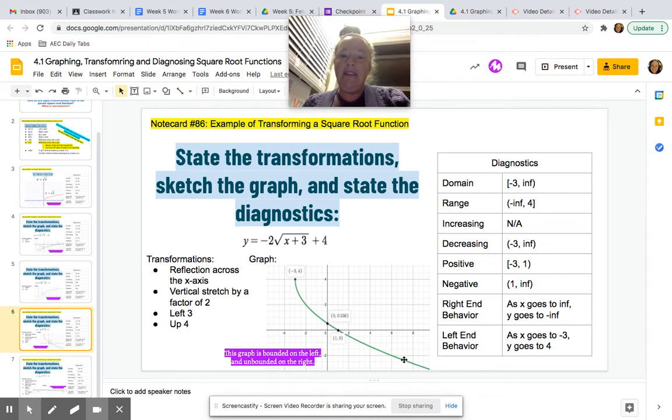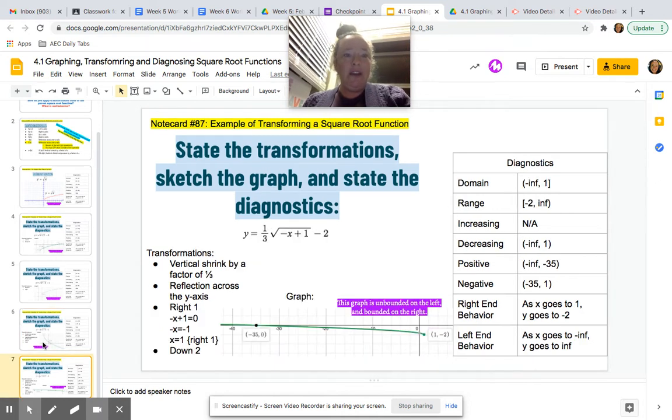My left end behavior, well, the furthest left I can go is negative 3. So as x goes to negative 3, that y value is going to 4. That's example note card number 86. Pause me and finish up that note card. All right, so now we've got note card 87, which is another example.